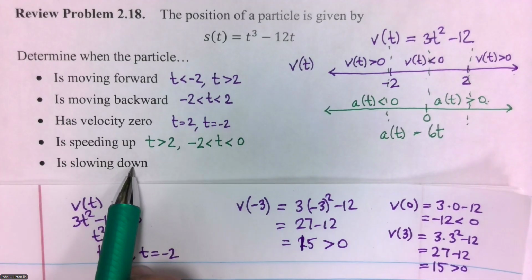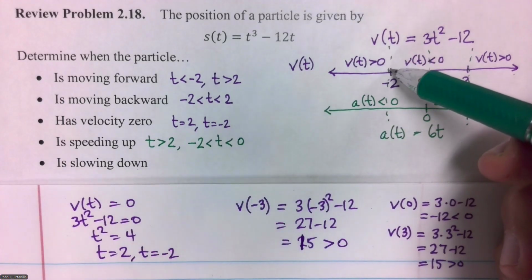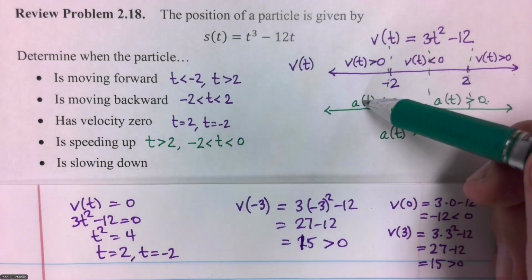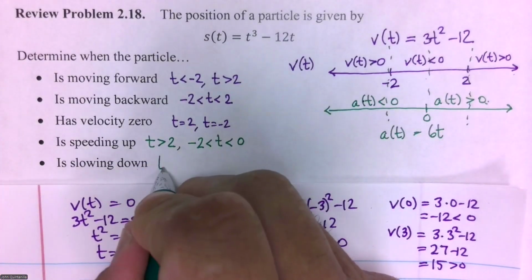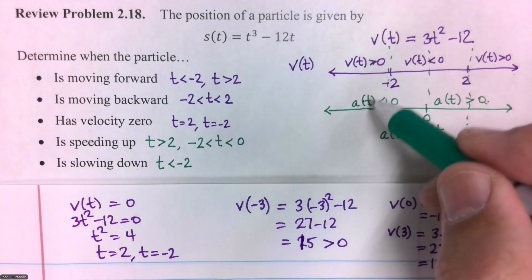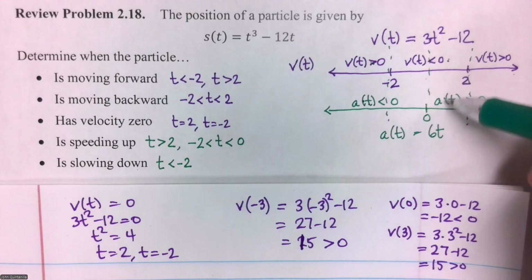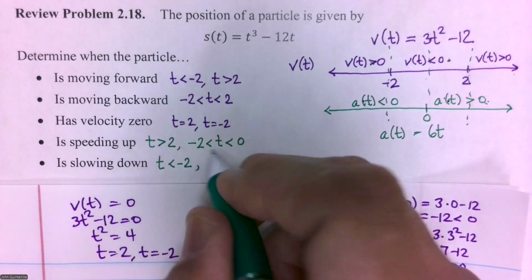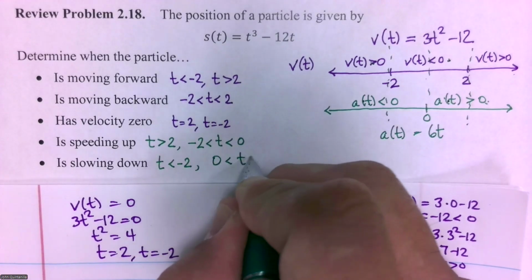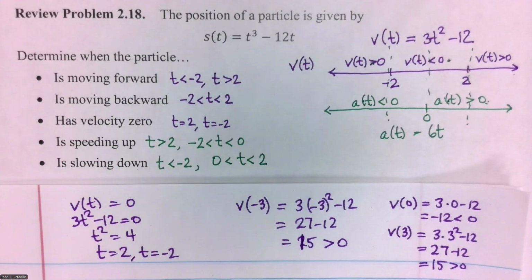It is slowing down when the velocity and acceleration have opposite signs. So here, to the left of negative 2, the velocity is positive, but the acceleration is negative. So to the left of negative 2, the velocity and acceleration have different signs. Likewise, between 0 and 2, here the velocity is negative, here the acceleration is positive, and so between 0 and 2, the particle is slowing down because the velocity and acceleration have different signs.